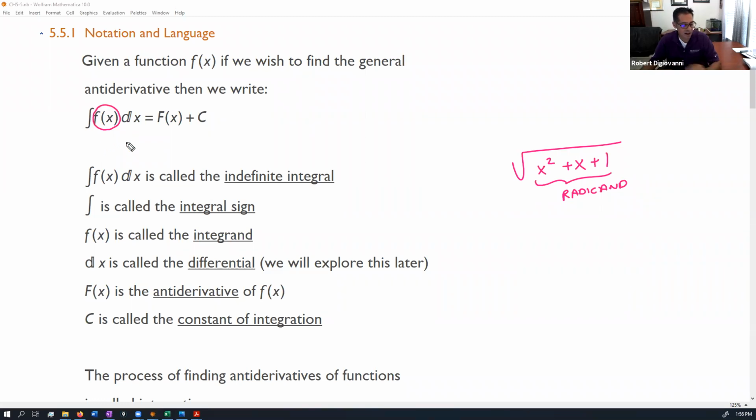The little dx that you write to the outside, that little dx, is called the differential. And it's a complicated idea. I just want you to think of it as this for right now. Think of that dx as kind of telling you what the variable is in the problem. So dx tells you that x is the variable. But what it really comes from is this. I'm going to try and explain it to you.